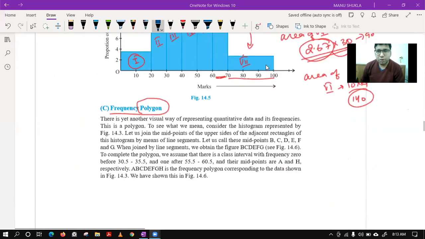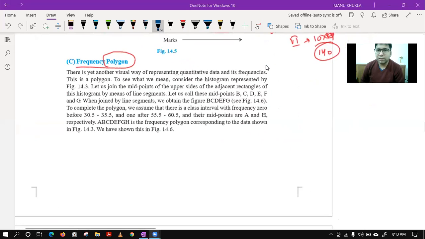Okay, now the next topic, frequency polygon. As I told you yesterday also, it is just an extension of histogram. So frequency polygon can be made directly also, and it can be made after making a histogram also. So first we will see using a histogram. Yesterday I told you that to make a frequency polygon, you just need some points on the plane and you want to just join them.